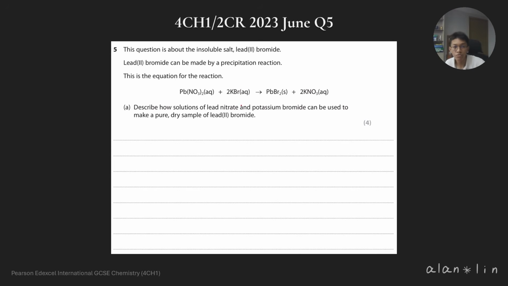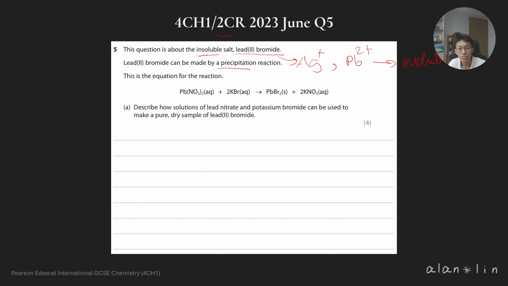Alright, next question from 2023 June, paper 2 CR. And because it's a paper 2 question, they can ask you about insoluble salts. In this case, we are doing lead(II) bromide. Now recall your solubility rules, guys. Bromide is a halide, and halides have two exceptions. These exceptions are that if they are paired with silver ions or lead(II) ions, you are going to get insoluble salts. And indeed, because a halide is paired with a lead(II) ion, we have an insoluble salt.